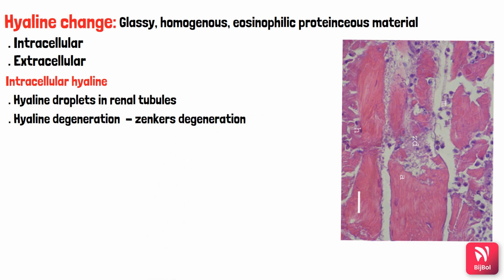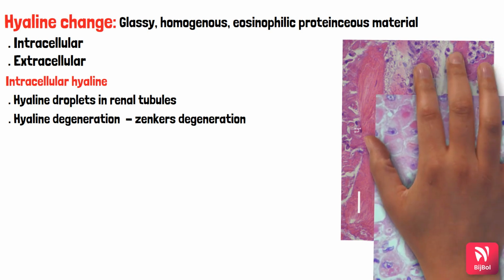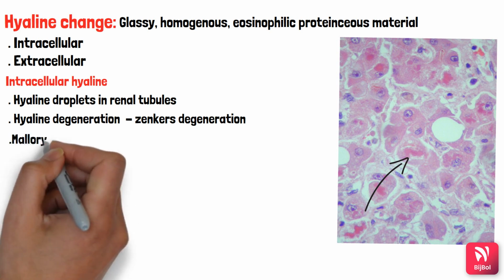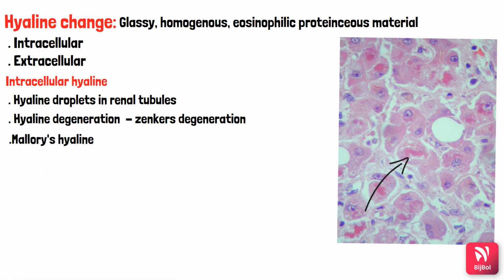And the next one is whenever there is a hyaline change which occurs in liver cells. So these are all hepatocytes, or liver cells, where this change is occurring in alcoholic liver cell injury. Here there will be hyaline aggregates seen, as you can see, the pink deposition. This is nothing but Mallory's hyaline, okay, which is seen in alcoholic liver cell injury.